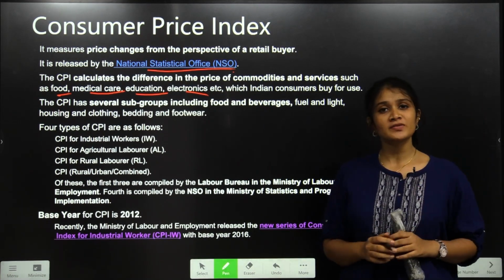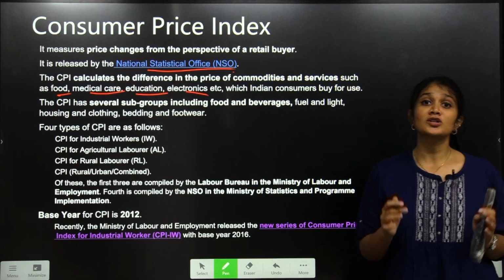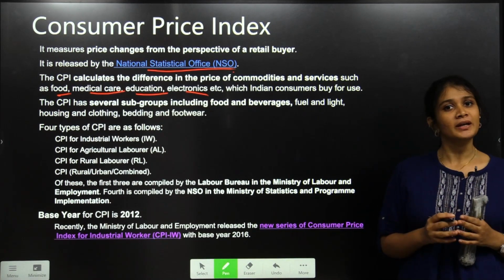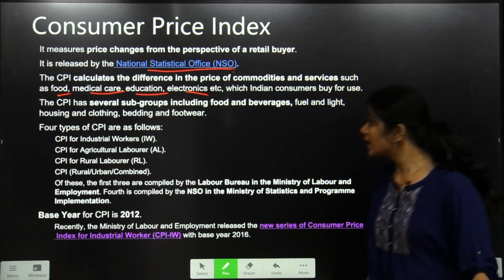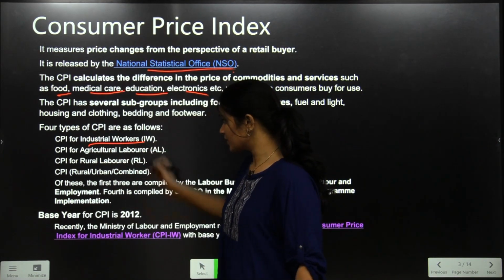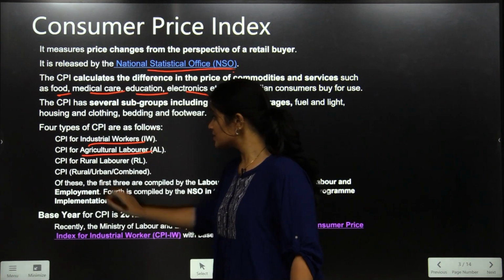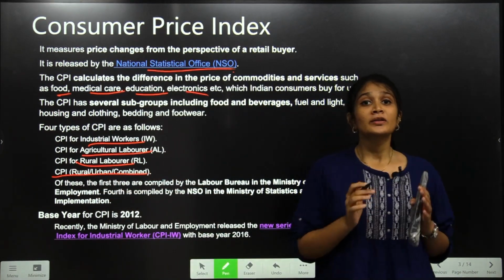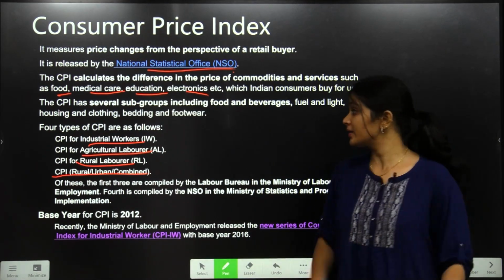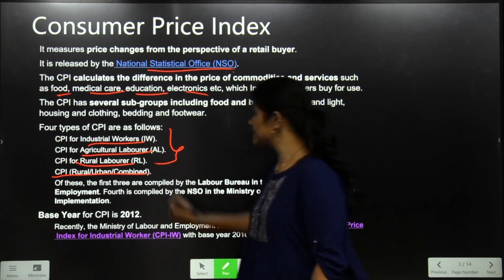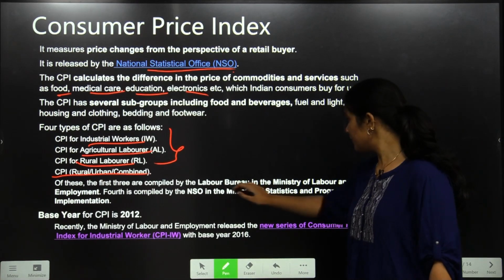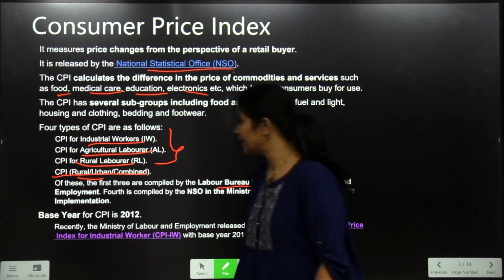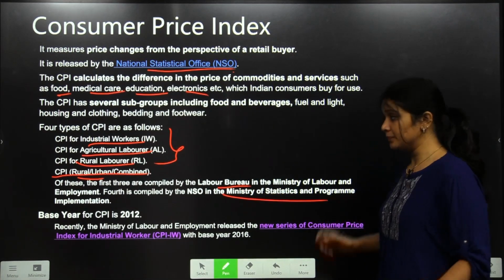There are 4 kinds of CPI inflation. This is because not everybody consumes according to the same needs. Accordingly, they have been divided into 4 different types: industrial workers, agricultural laborers, rural laborers, and CPI combined. The most important aspect you have to remember is that the first 3 are calculated by the Labour Bureau from the Ministry of Labour, while the CPI combined is released by MOSPI.